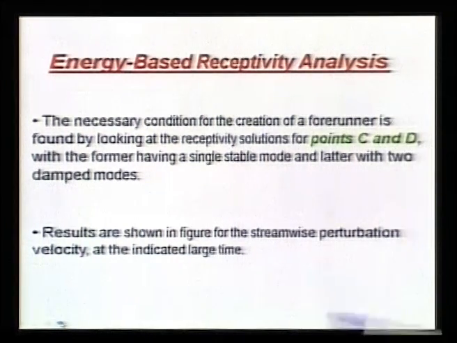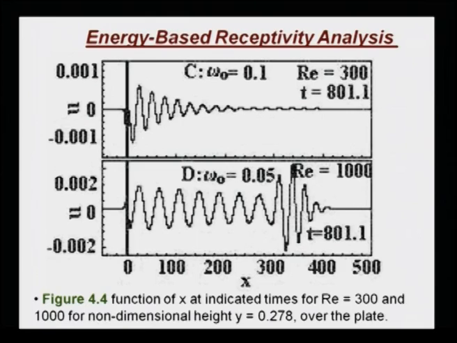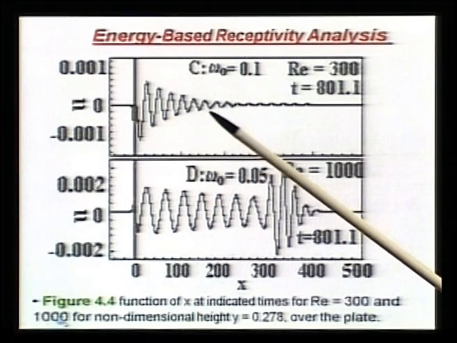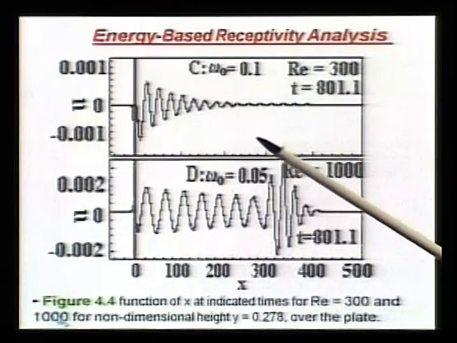See, D was a point which was below the neutral curve, and C was a point to the left of the neutral curve. So, let us look at those two points and the corresponding receptivity analysis, and this is how we are going to see. For point C, there was only a single mode, right, and that was a damped mode, and that is what we are seeing, right.